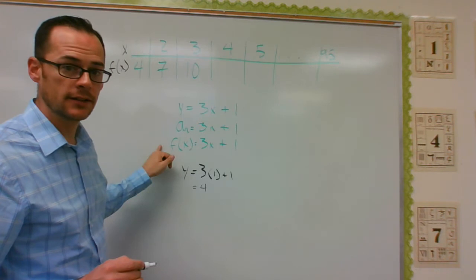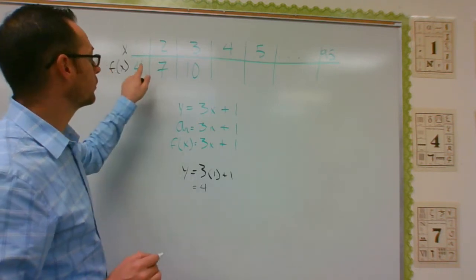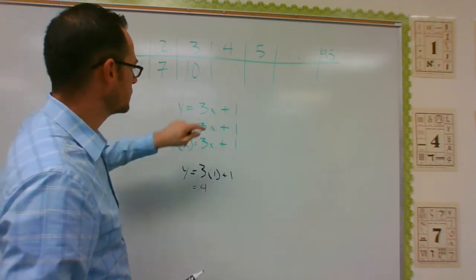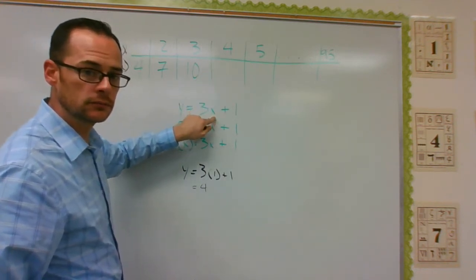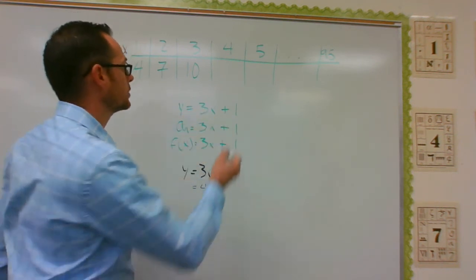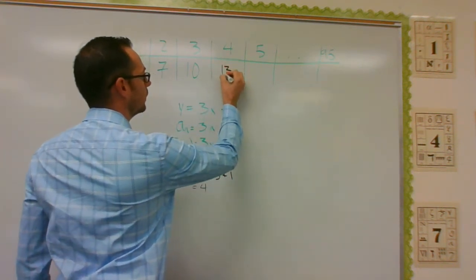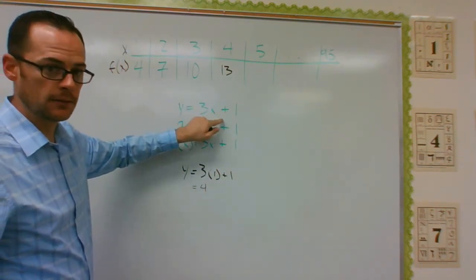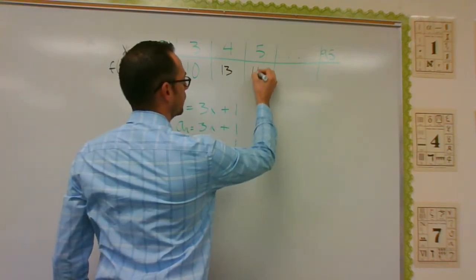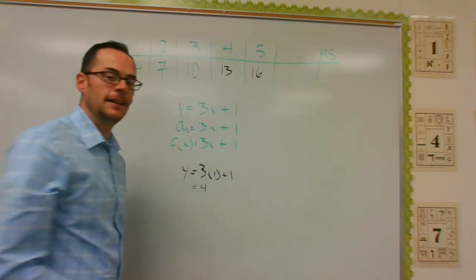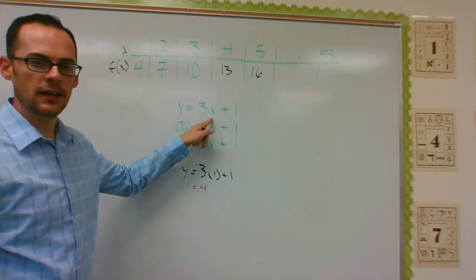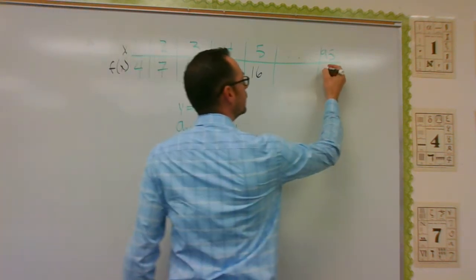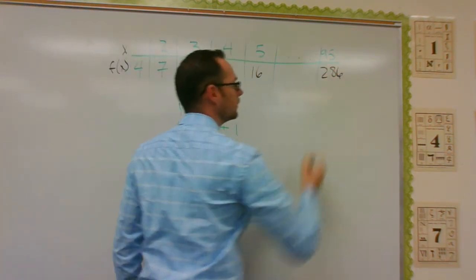Doesn't matter what function it is, as long as the function relates to the sequence that is given. So we can do what 4 is. 3 times 4 is 12, plus 1 is 13. We can do 5. We can do 3 times 5 is 15, plus 1 is 16. We can figure out what the 95th one is. 3 times 95 is 285, plus 1 is 286.